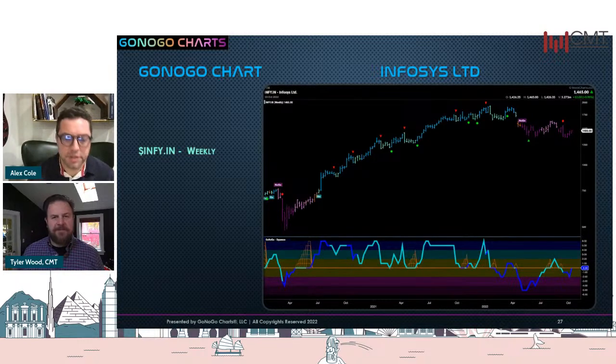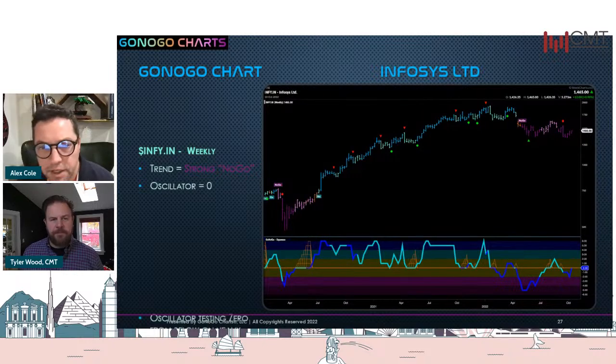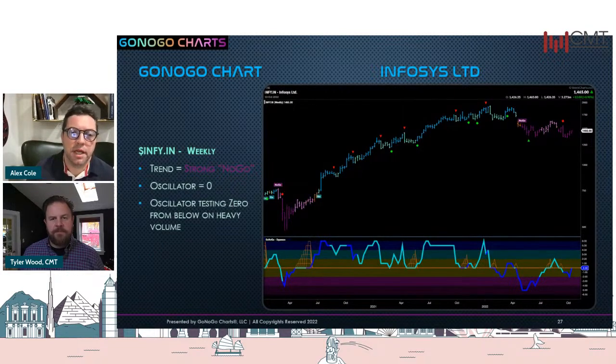Yep. So Infosys, we know this is a weekly chart. Where are we in the trend? We know we are in a strong no-go trend. We are approaching, or have actually come back to, the zero line on heavy volume, it looks like here. And so what we're going to be looking at is whether or not we find resistance at that zero line. So heavy volume as well. So no-go certainly in place on Infosys on a weekly basis.